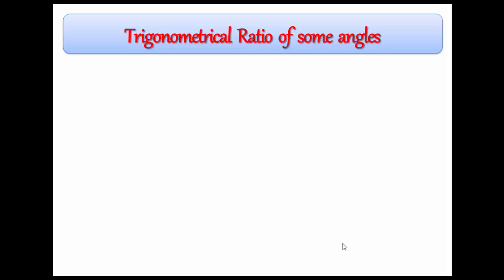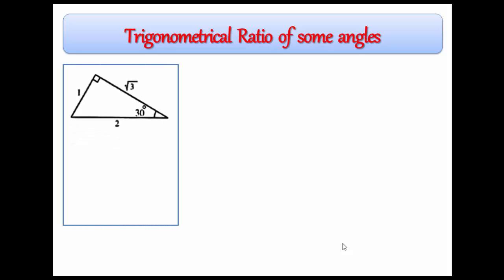Trigonometrical ratios of some angles. We have a triangle like that, and we have angle 30. To find sine, cosine and tan 30: sine 30 equals half, opposite over hypotenuse. Cosine 30 equals square root 3 over 2, adjacent over hypotenuse. And tan 30 equals 1 over root 3, opposite over adjacent.